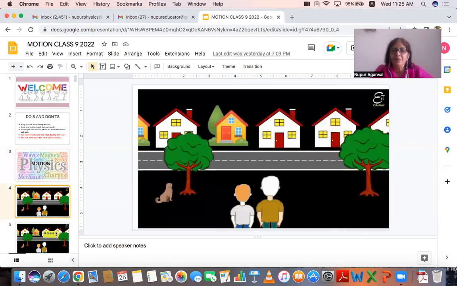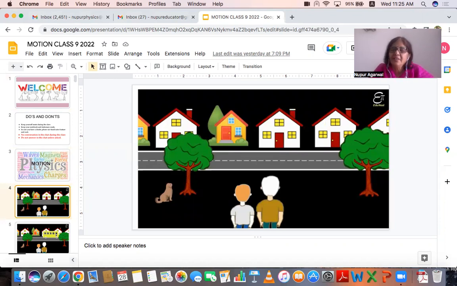So right now, if you see this picture which is there on your screen, there are houses, there is a road, there are trees, two people are there, and there is a dog. So if I ask you, is the house in motion or is it at rest? What will be your answer? Correct. The house is at rest.